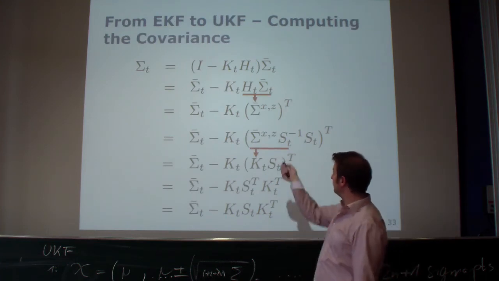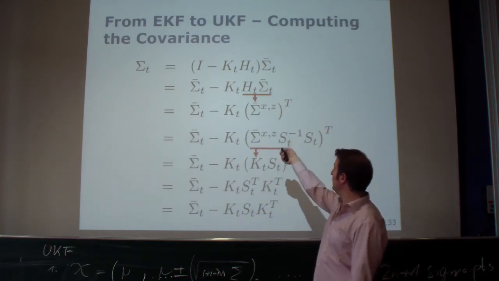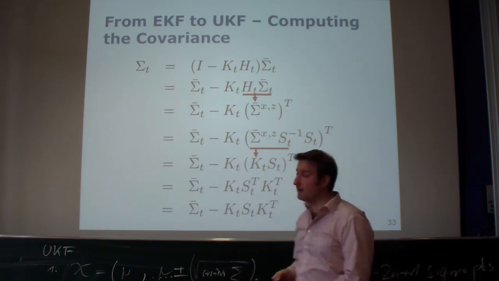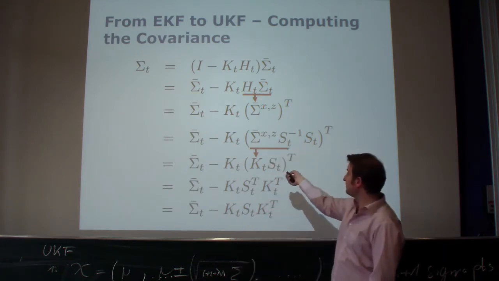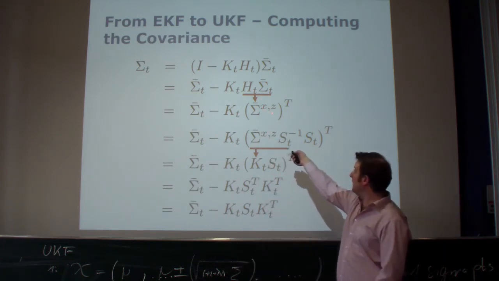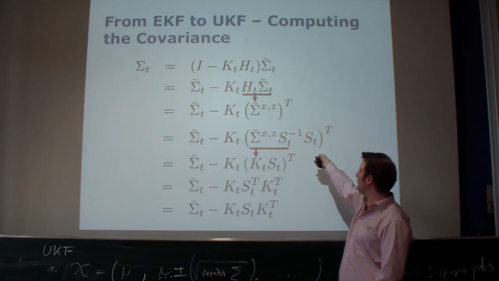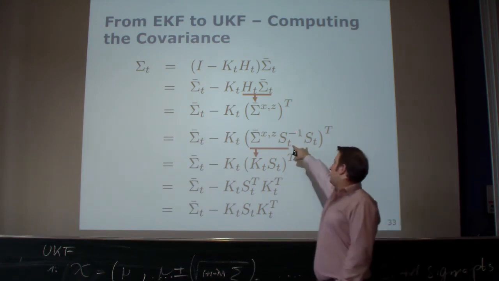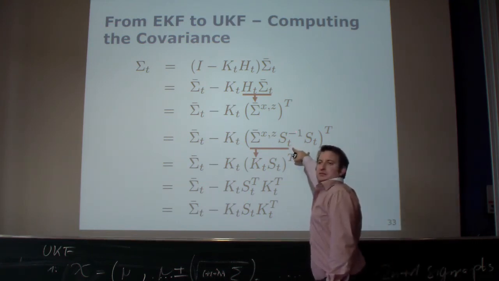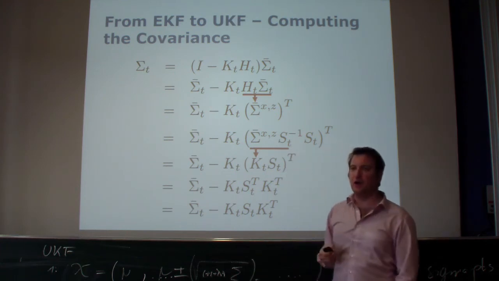That's what I have. Just replace this term by the transpose. But the next thing I do, I multiply this by the identity matrix, which I can split up into S to the power of minus 1 times S. Of course, these two terms give the identity matrix, right? So I can just multiply it in here, hurting no one.